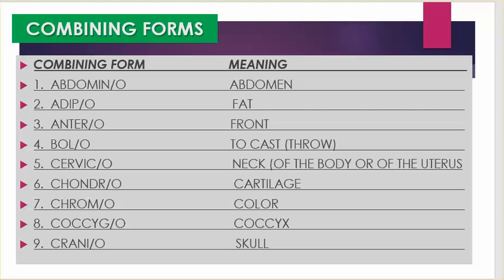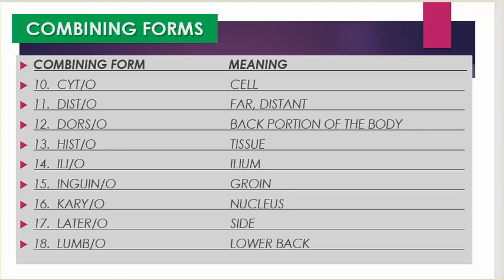Cossijo means cossacks. Cranio means skull. Cyto means cell. Disto means far or distant. Dorso means back portion of the body. Histo means tissue. Ilio means ilium. Inguinal means groin. Cario means nucleus.